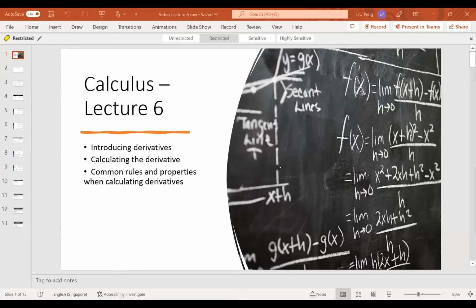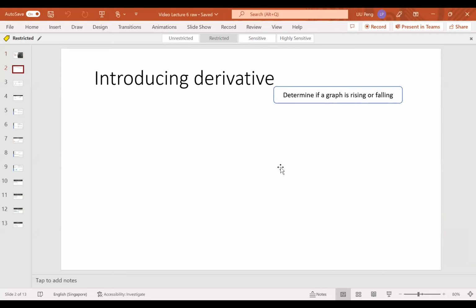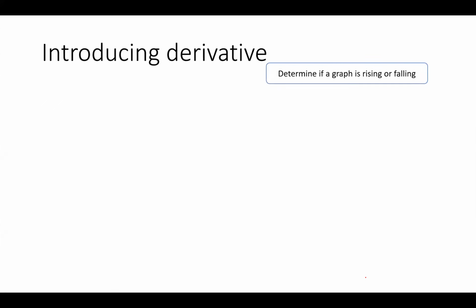This is the first part. In the first part, we are going to talk about the derivatives: what is the definition and how to calculate the derivative. In the second part, we also talk about the different rules and properties when we calculate the derivatives. So now let's look at the first part.